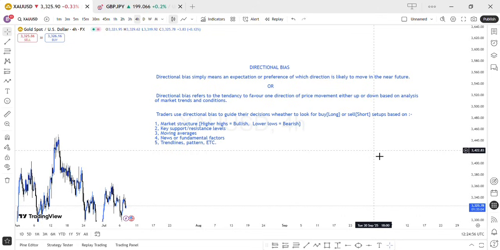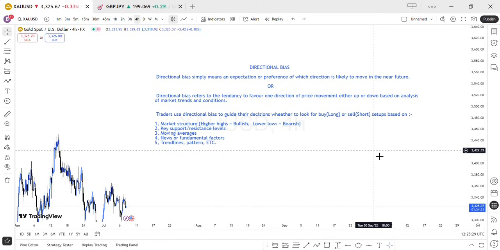First of all, let's start with what directional bias is. Directional bias simply means an expectation or preference of which direction price is likely to move in the near future. Or I could say directional bias refers to the tendency to favor one direction of price movement, either up or down, based on analysis of market trend and condition.